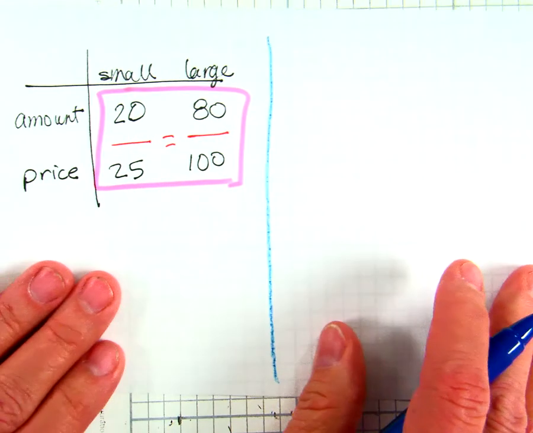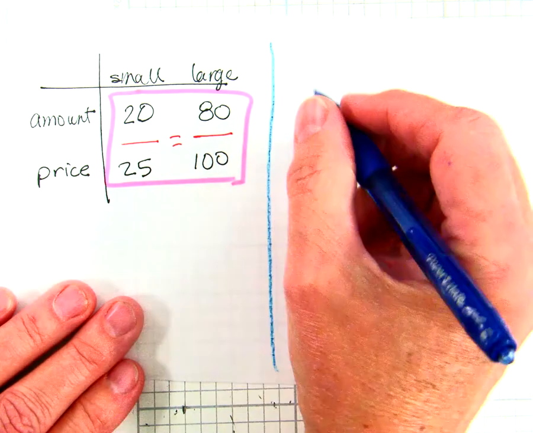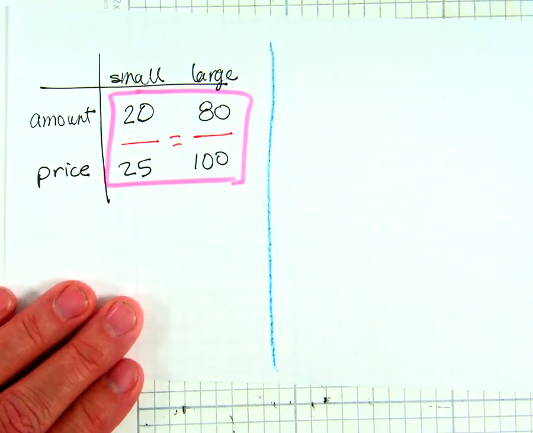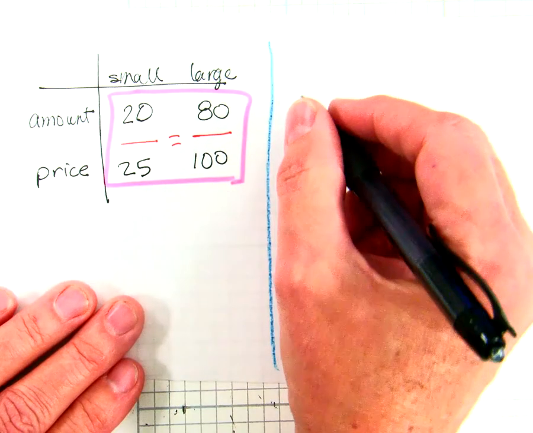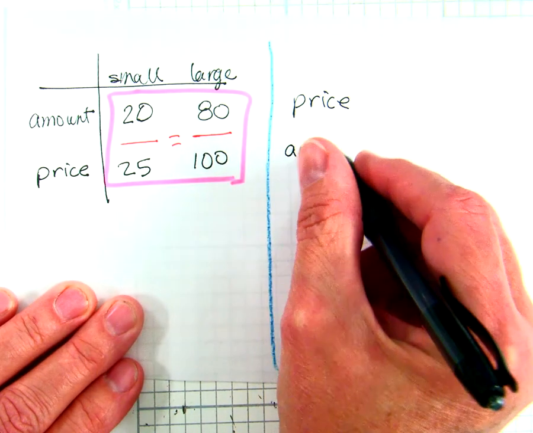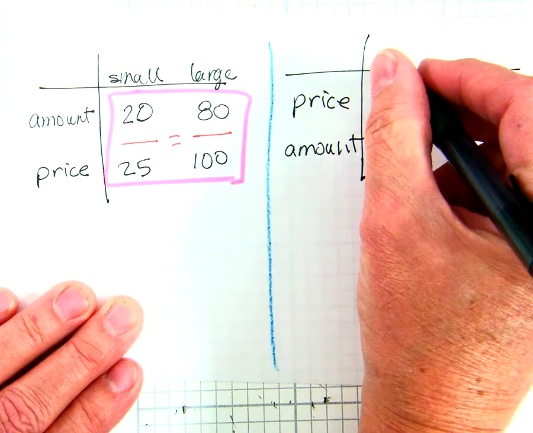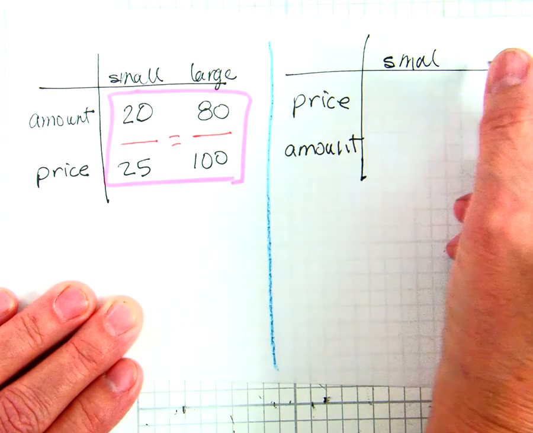Handy thing about proportions is you can write them in different fashions and they still work. So let's say instead of saying amount and price, what I happened to think of was price and amount. So I'm going to write the same one in a different order. Also the small and the large container.